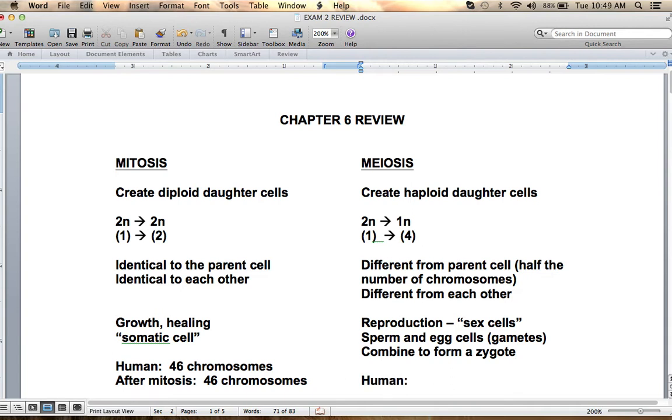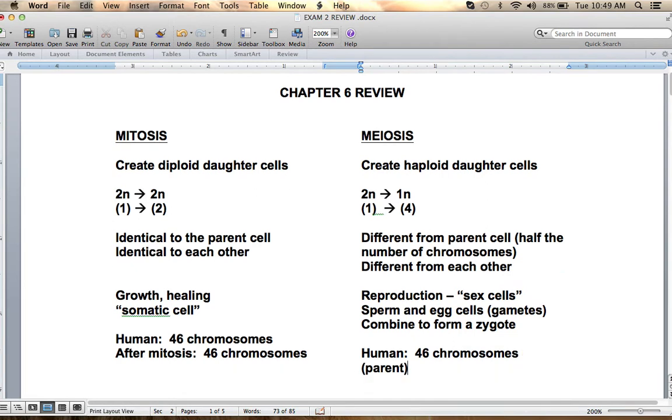So in a human, the parent cell is going to have 46 chromosomes, and then the daughter cells after meiosis would have 23 chromosomes. So each sperm and each egg cell has 23 chromosomes. When they come back together to form a zygote, they fuse and those chromosomes come together, and you've got your full complement again, your diploid number, your 46 chromosomes. So that's the general purpose of mitosis versus meiosis. Make sure you understand that, because there will be some test questions over how they're different and how they're similar.